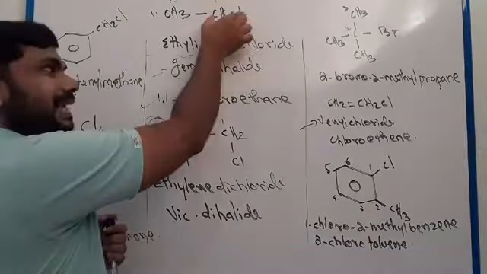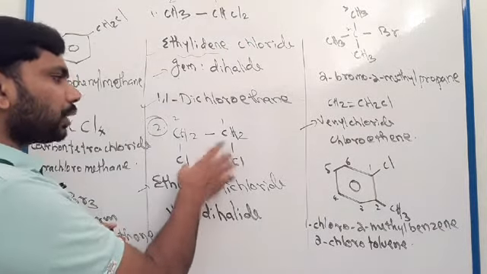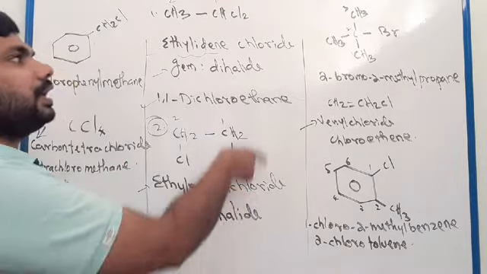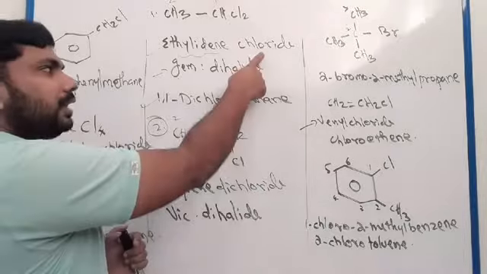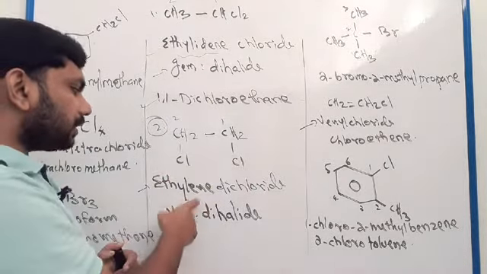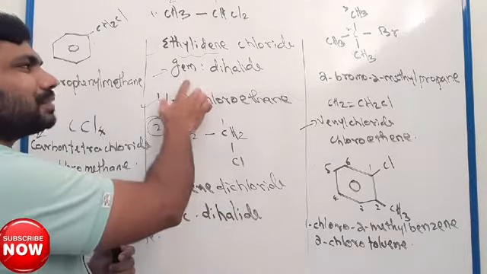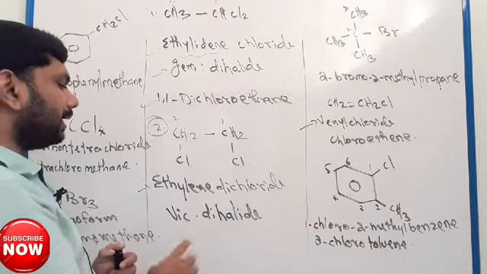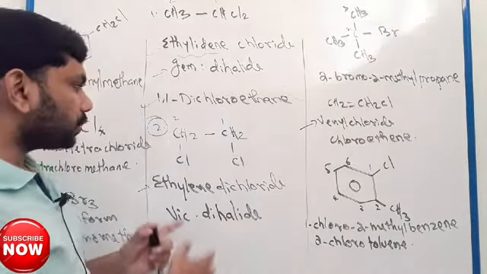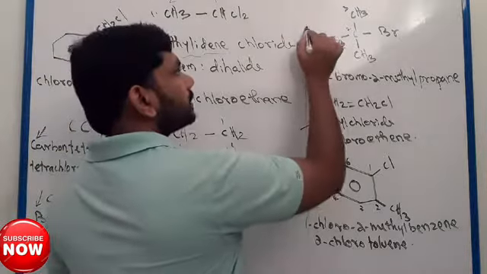Here two chlorine in the same carbon, so ethylidene chloride. Here two chlorine in separate carbon atoms, so ethylene dichloride. Okay, or here we said gem dihalide. Here vicinal dihalide. Okay, two chlorine in separate carbon atoms. Look here, this is the third example.